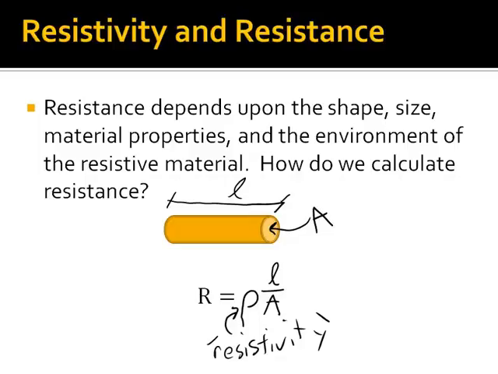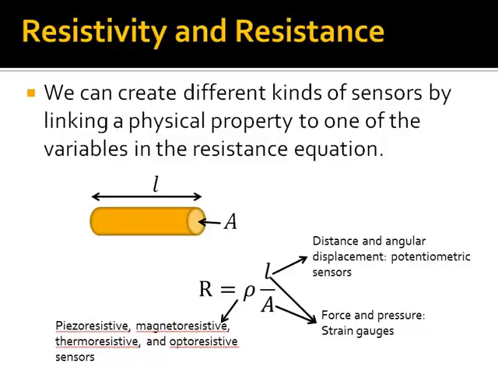Because resistance is equal to the product of resistivity and the length divided by area, we can actually make different kinds of resistive sensors that work by changing any one of these three quantities: the resistivity, the length, or the area.